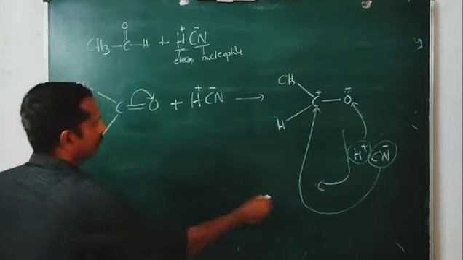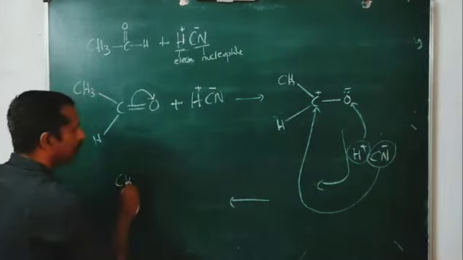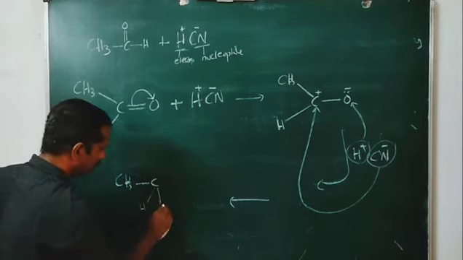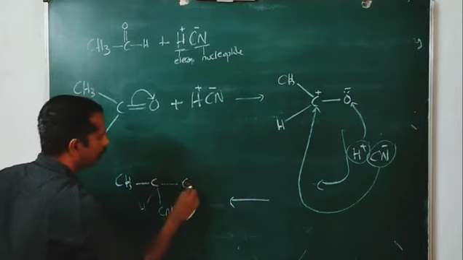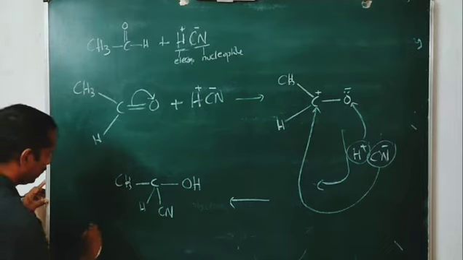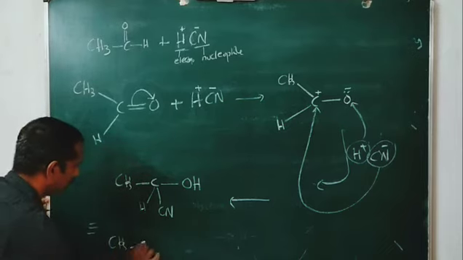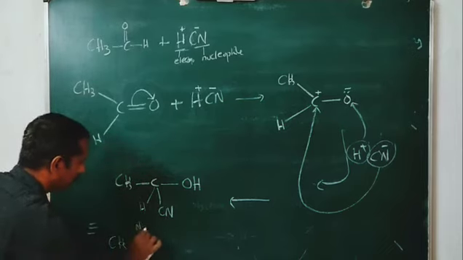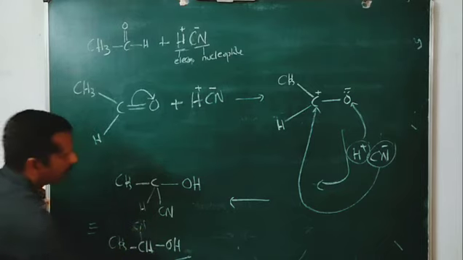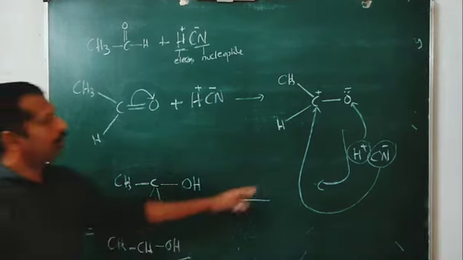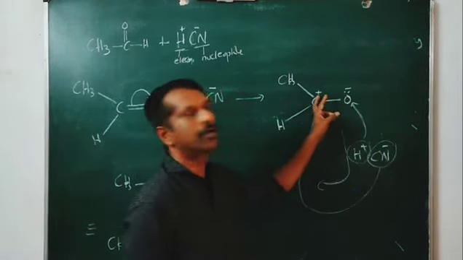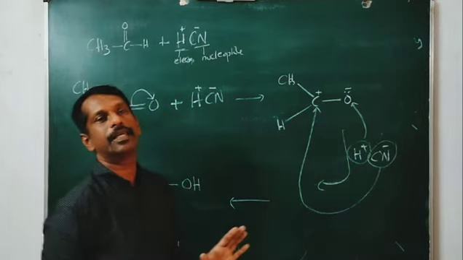So what we get is CH3, CH, with CN here and OH here. This structure can be written as CH3, CH, CN, OH. Clear? Now H plus is going to oxygen and CN is coming to carbon. This is the electromeric effect.